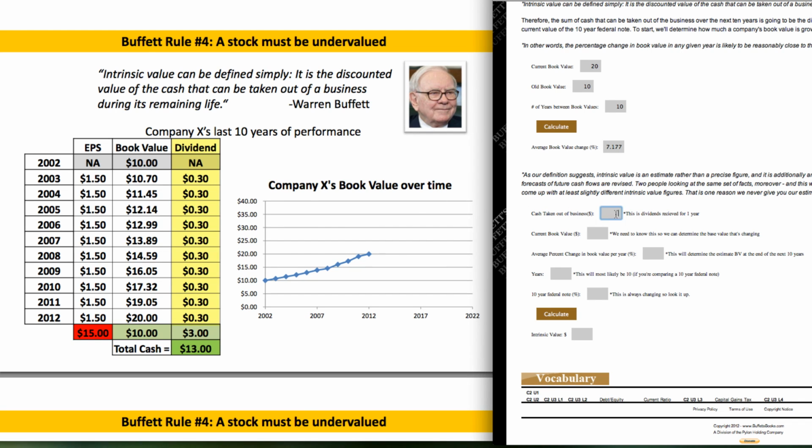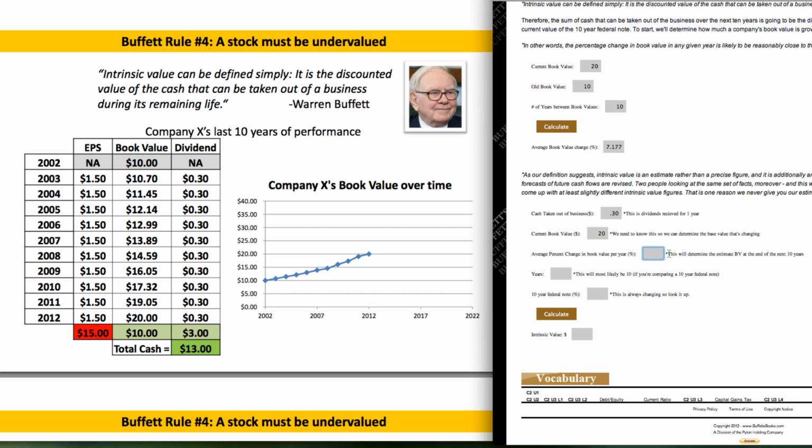Now, in this calculator, I have it set up so that for the dividend, you only have to enter it for 1 year. And then what the calculator is going to do is sum that dividend payment as if you're getting it every single year for the next 10 years. So just put in the dividend payment for 1 year. So for 1 year, we're going to say that you would make a 30-cent dividend. So you put in 0.30 there. And then the current book value in 2002 is $20, so we're going to put 20 in there.